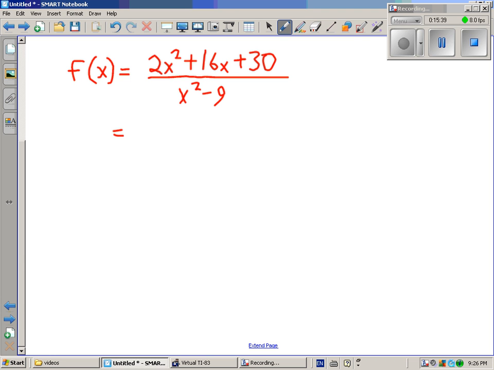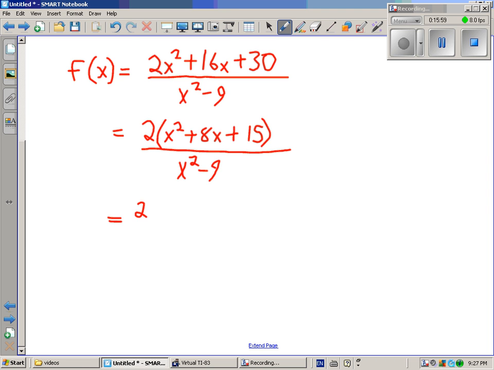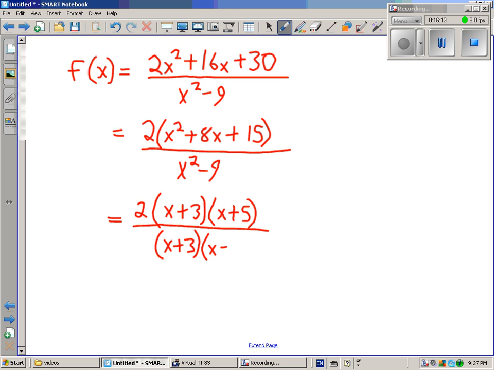Okay, first step, anytime you factor, is to pull out a greatest common factor. Up top, you can pull out a 2. So I've got 2 times x squared plus 8x plus 15, and my bottom is x squared minus 9. Okay, now we can finish this up. X squared plus 8x plus 15 is x plus 3 times x plus 5. Denominator, another difference of squares, x plus 3, x minus 3.